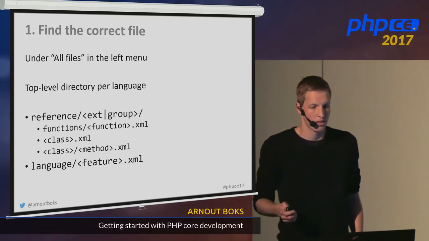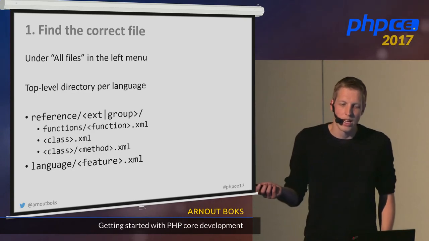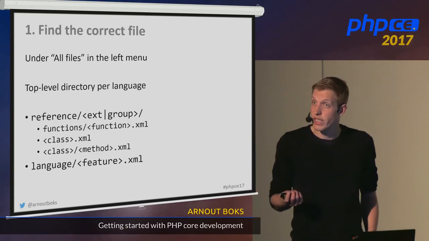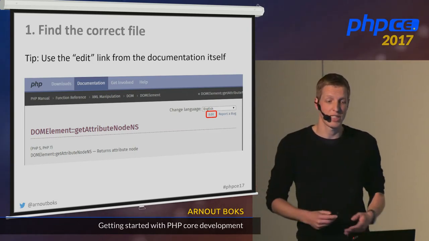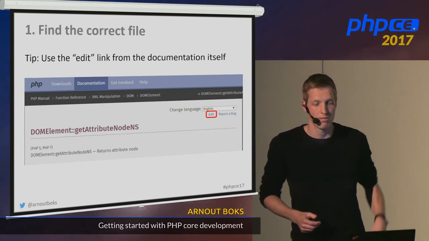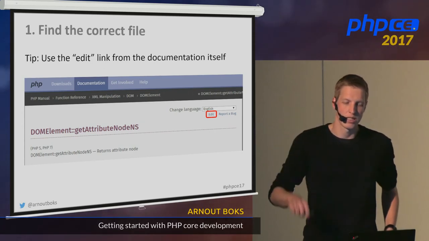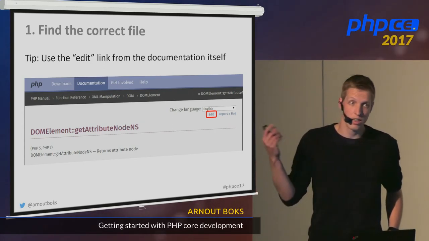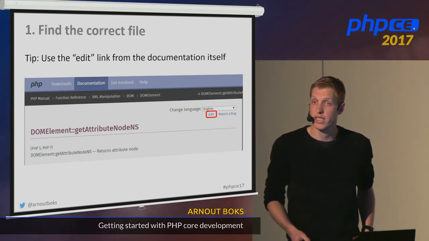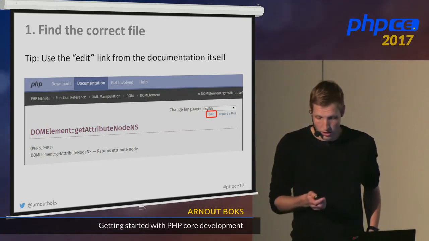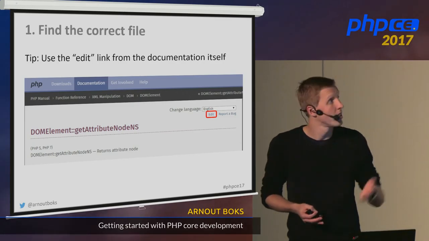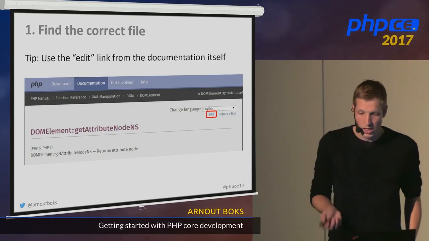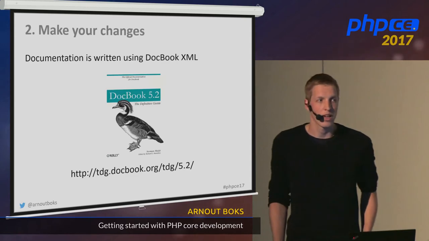So the first step is to find this correct file. And there's actually an easier way to do this, I found out later. If you are at the PHP documentation, there's a small link at the top right which says edit, and if you click that, you go directly to edit.php.net where that file opens. So you can also look up the file or the page in the documentation that you want to edit and use this link. Well, then you can make your changes.